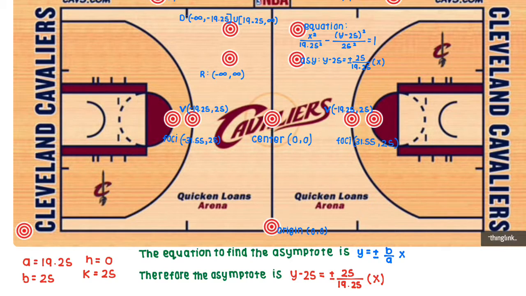To find the asymptote, you will use the equation y equals plus or minus b over a times x. When you plug in your a and b values into the equation, the asymptote will be y minus 25 equals plus or minus 25 over 19.25 times x.